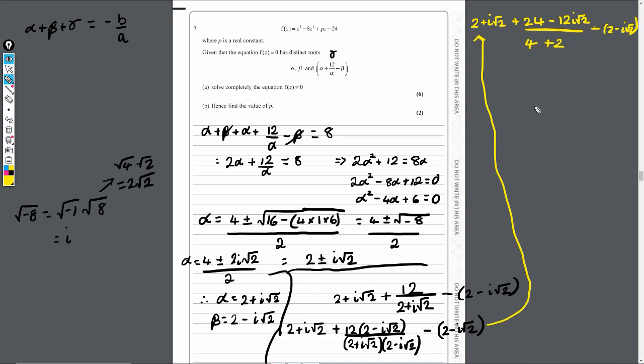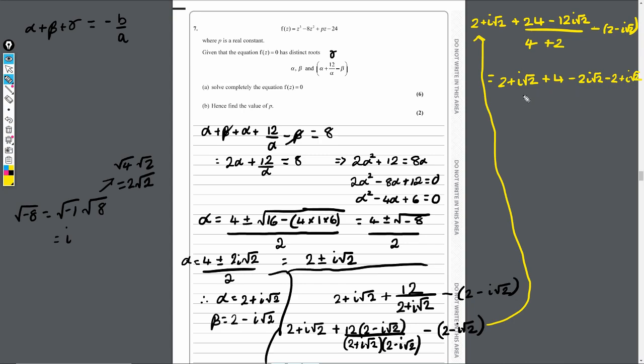So I'm kind of running out of room here. It's a bit of a tight fit. So now we can keep simplifying. This is going to be 2 plus i root 2. So this is 24 over 6, so that'll be 4, plus 4 minus 12 i root 2 over 6, that'll be minus 2i root 2. And I've got minus 2 plus i root 2. Okay, just multiply that out by the negative.